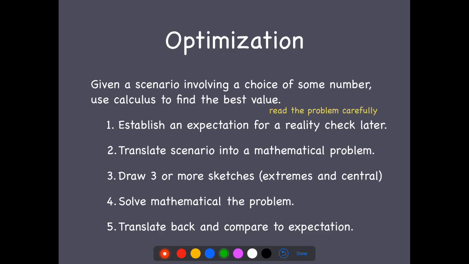Okay, so throughout here there are some extra tips I want to throw in. Obviously you have to read the problem before you get started, and most students do that. One thing I would recommend along the way is to read the problem again after you've established an expectation, just to make sure that you got all the information correctly. When you're translating it into a mathematical problem, probably best to read it again. And as you're drawing sketches to get an idea of the extremes, make sure you get those extremes right by reading through it one more time.